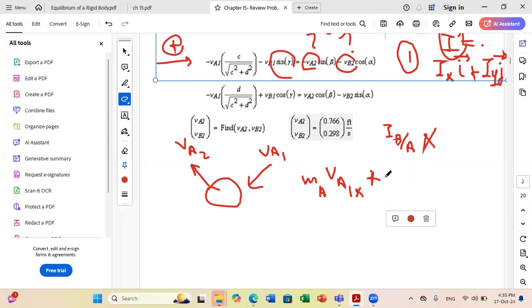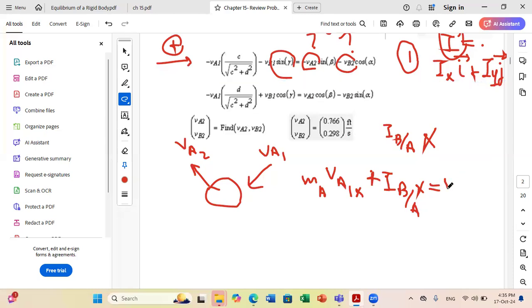I don't know the direction. Let me consider that I don't know the direction of this impulse. I need to determine it from calculation. So I have the impulse of B on A along x equals MA VAX at state 2. You have already calculated VA2x.